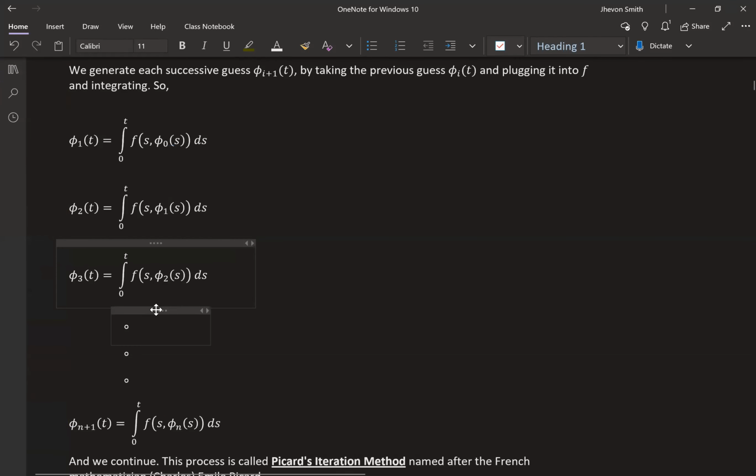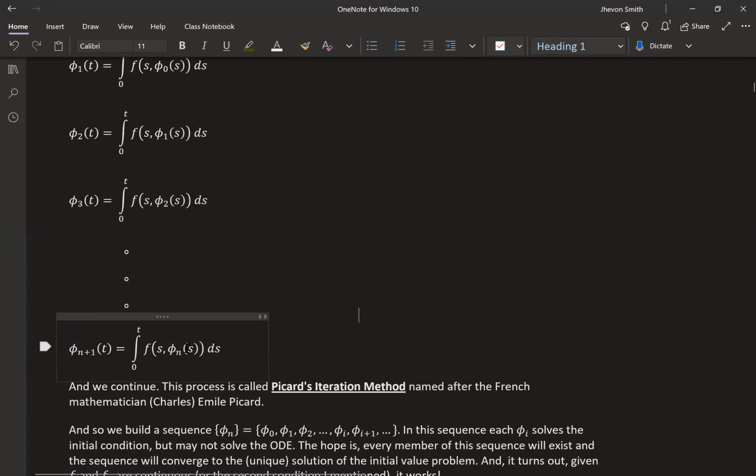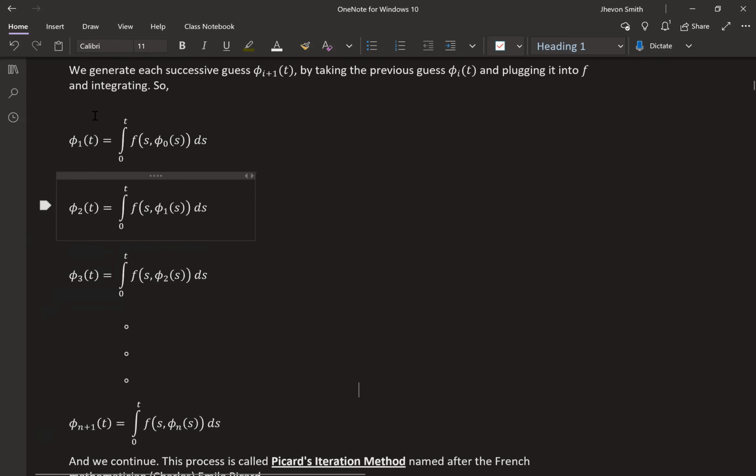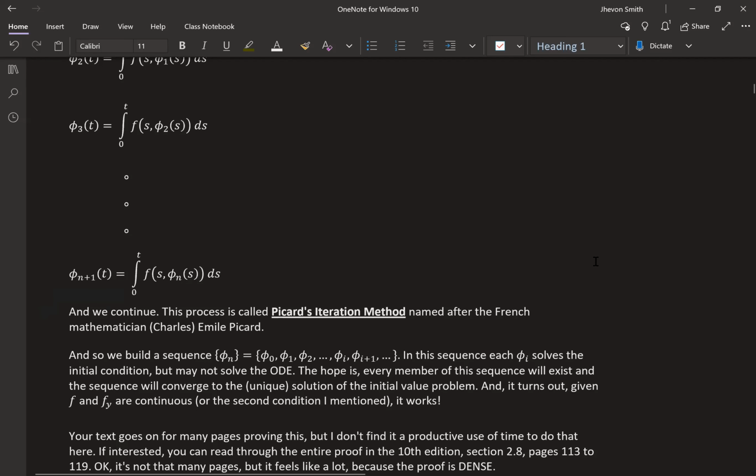Anyway, you can keep doing this iterative process, and you just keep going. Every new function that you create is just you taking the previous function, plugging it into the f, and integrating that. This is called the Picard iteration method. What you do here is that phi1, phi2, phi3 going all the way up creates a sequence. We'll actually talk about sequences a little bit later. So it creates a list of functions. And the hope is that this list of functions will eventually converge, and they will converge to actually the answer for the ODE. And it turns out that if your function is continuous and its partial derivative with respect to y is continuous, then this actually works out.